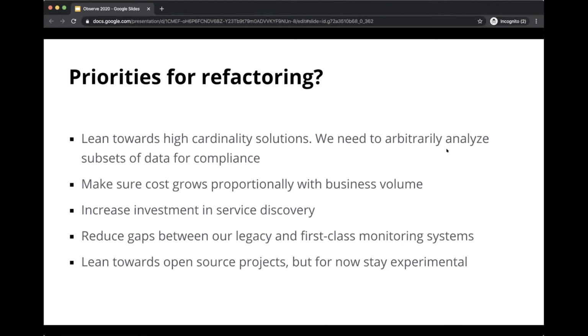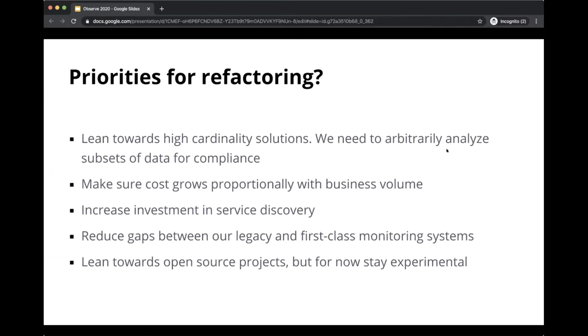And then investment in service discovery. I think this is one of the things that isn't talked about much when you want to start an observability project. When we talk about the manual configuration part, having a service discovery tool to automatically register endpoints and discover status endpoints that are associated with those services is very important. And those are things that we want to increase our usage of within our data center.